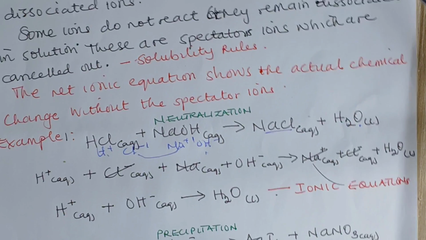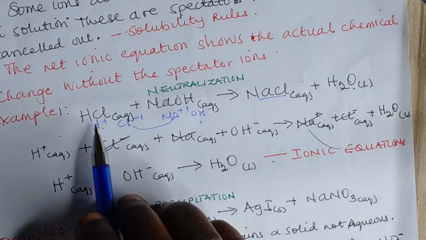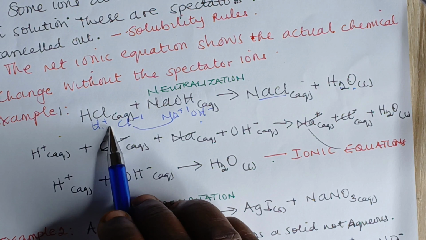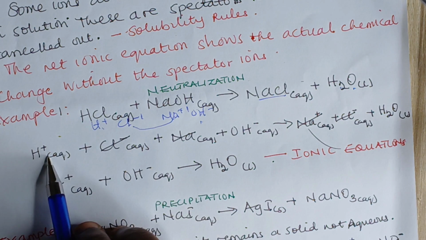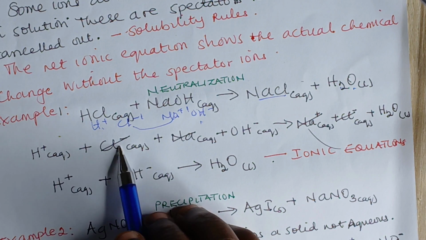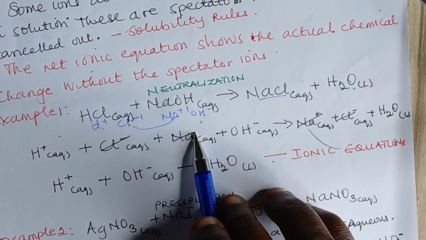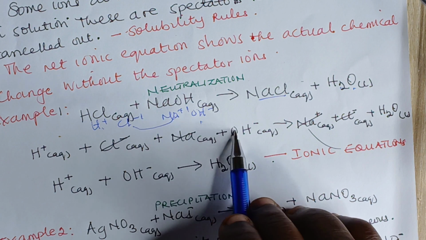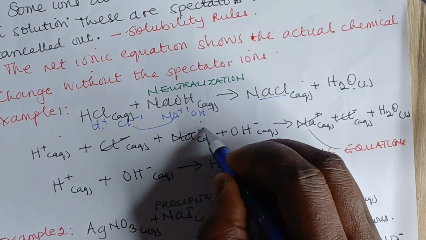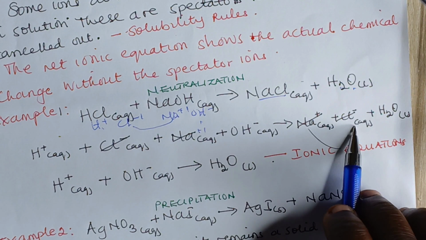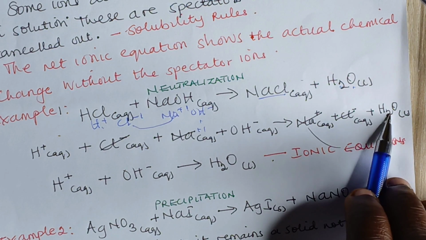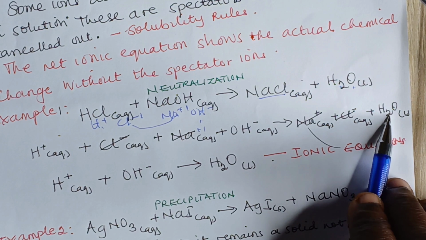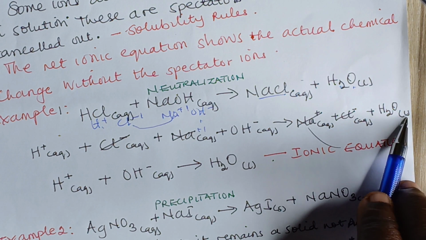Now, to write their ionic equation, hydrochloric acid is soluble in water to form an aqueous solution, so we write it as H plus and chloride ion. Sodium hydroxide is also soluble to form aqueous solutions, so we write it as Na plus, then OH minus. But water is already water. It will not break down in water to form H and OH again, so we write it as liquid.